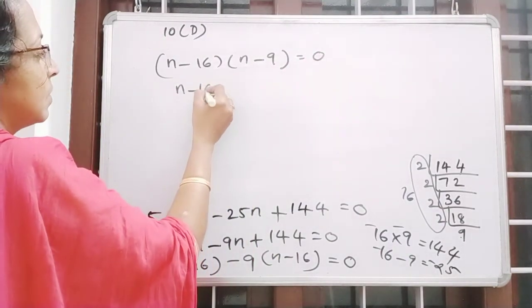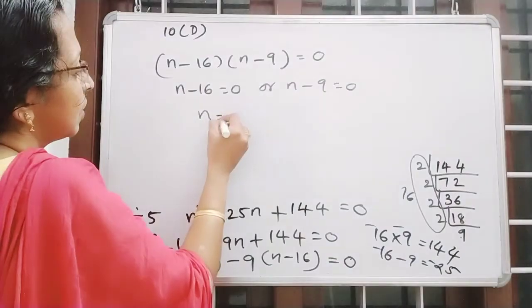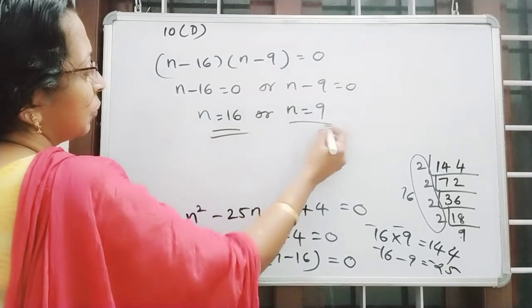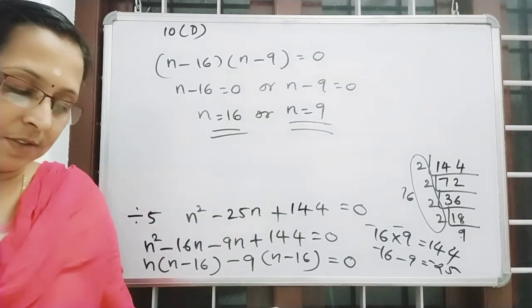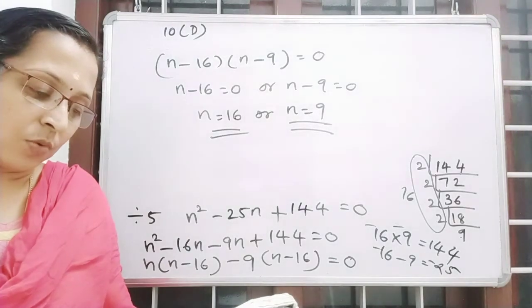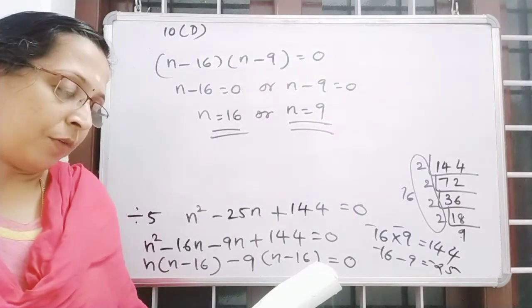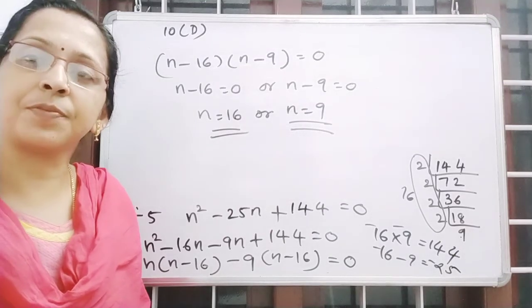So n minus 16 is equal to 0 or n minus 9 is equal to 0. That is n is equal to 16 or n is equal to 9. Therefore the number of sides will be either 16 or 9. Then only that smallest angle, which one is smallest? 120 degree. Okay. So we want to find the number of sides. Number of sides of the polygon is 16 or 9.